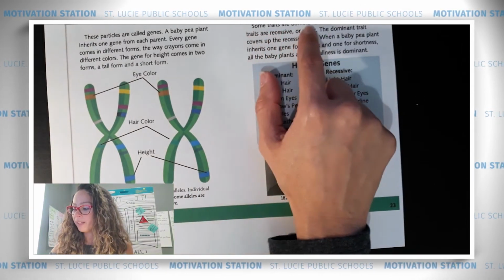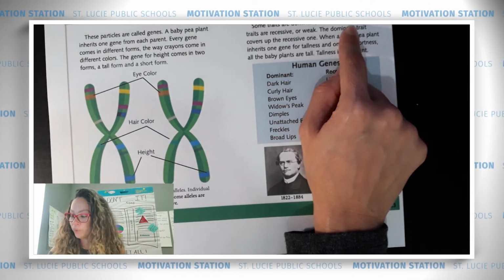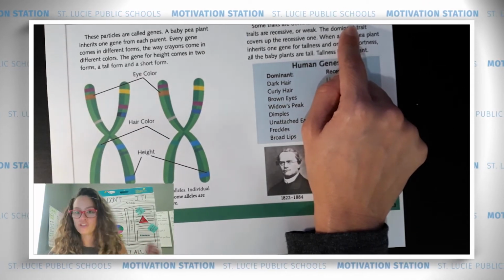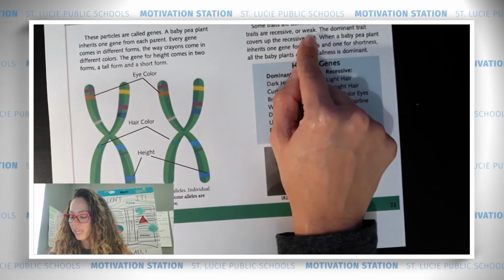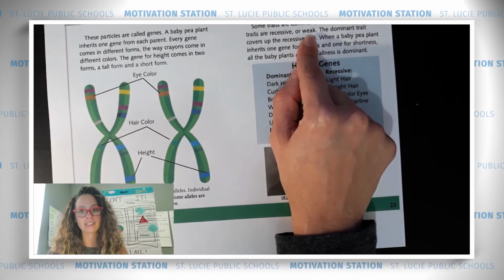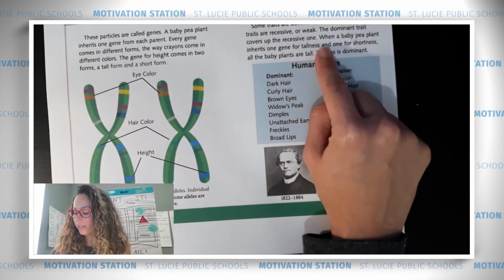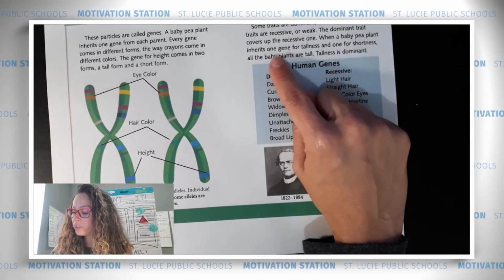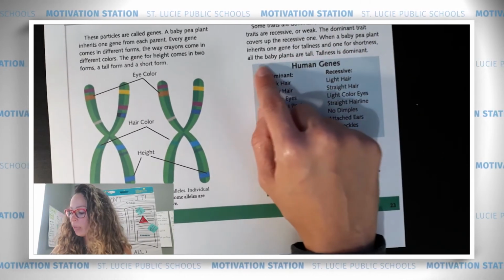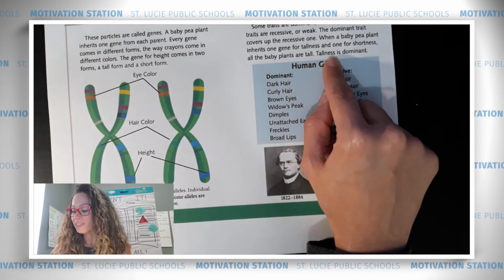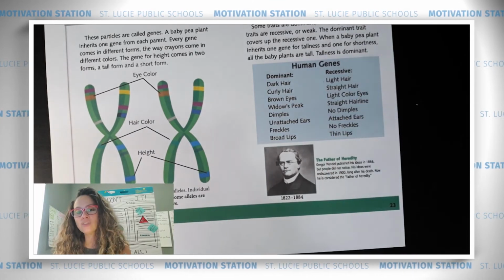Some traits are dominant, meaning strong. Finally, now I have a meaning for the word dominant. So dominant means strong. Other traits are recessive or weak. Okay, so dominant is strong and recessive is weak. So the dominant trait covers up the recessive one. When a baby pea plant inherits 1 gene for tallness and 1 for shortness, all the baby plants are tall because tallness is dominant. That is so interesting.